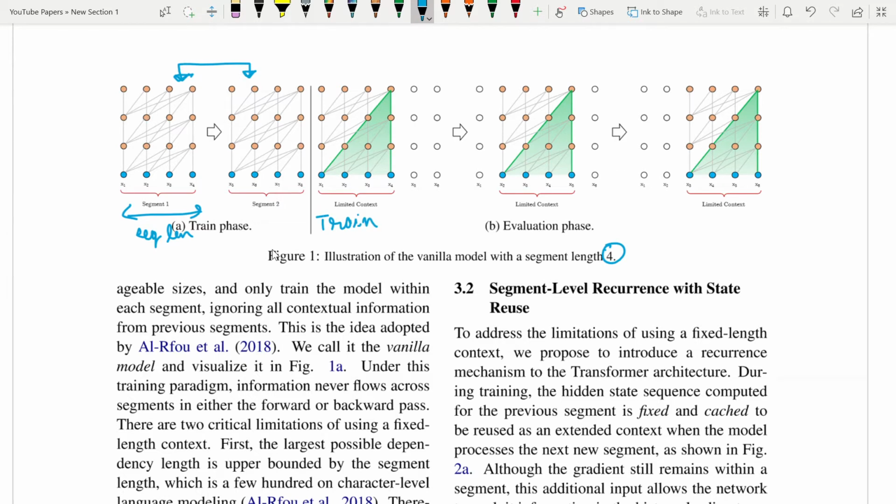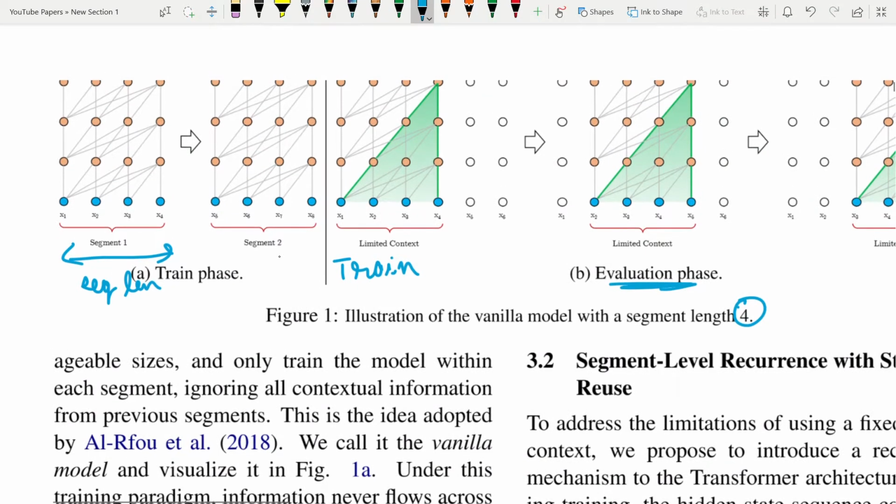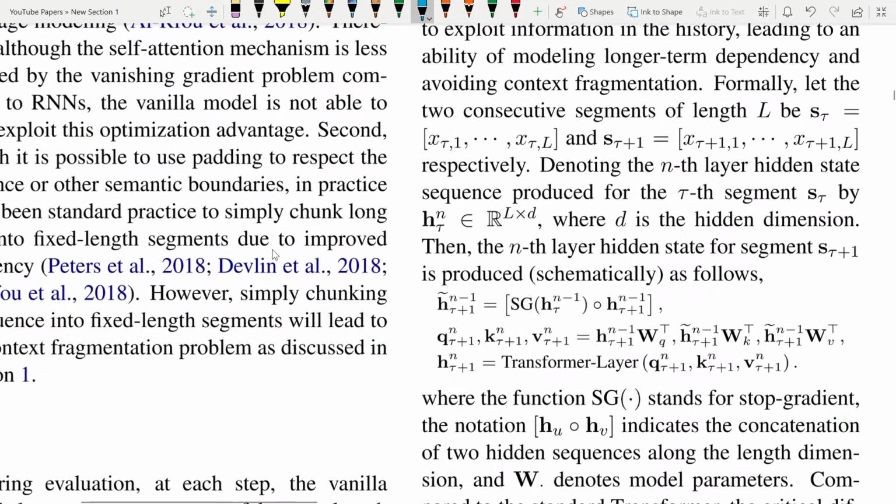There is at least one advantage during the evaluation phase. If we consider x5, during training this particular hidden state has no dependency other than x5, whereas during the evaluation phase it has dependency on all of the hidden representations of all of these embeddings. So the context fragmentation is mitigated to a certain extent during evaluation. However, the sequence length is still the fixed length of 4, so this disadvantage is still there in the evaluation phase. That is how vanilla transformers work, right?